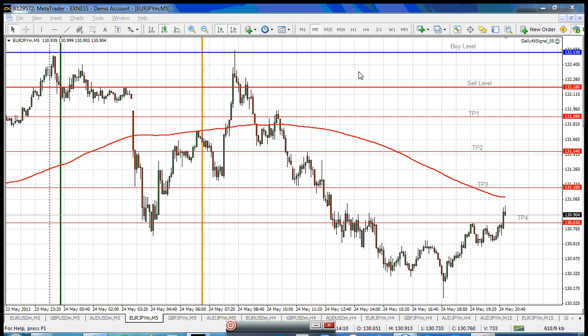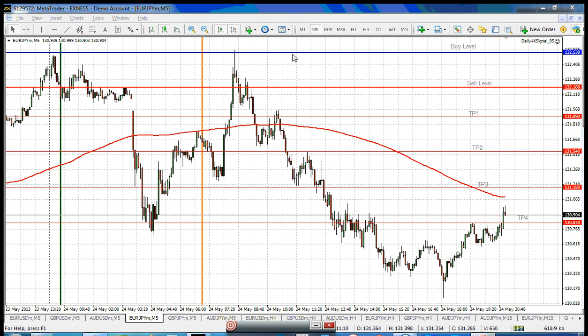To start with, let me explain these two vertical lines, what they depict. This first green vertical line is approximately the time when I give out my signals every day on the blog. And this brown vertical line depicts the London, Europe market open, and so those are the two vertical lines.